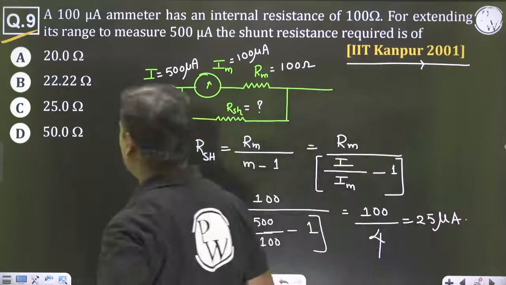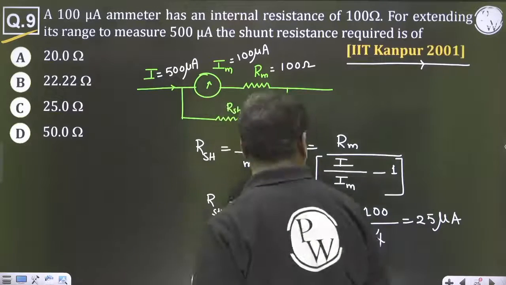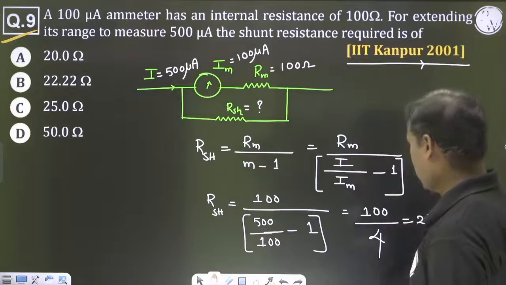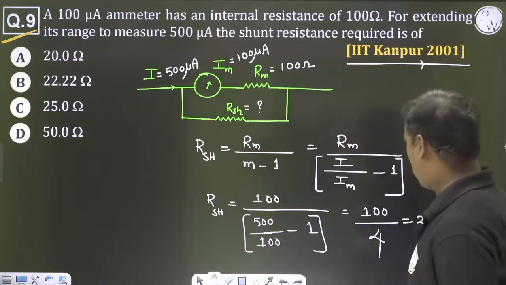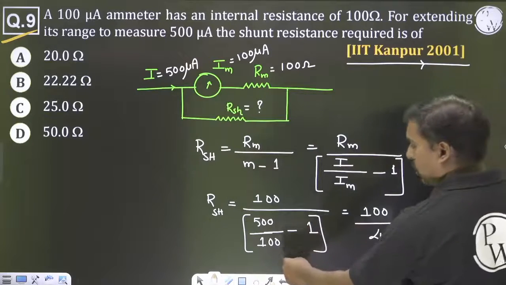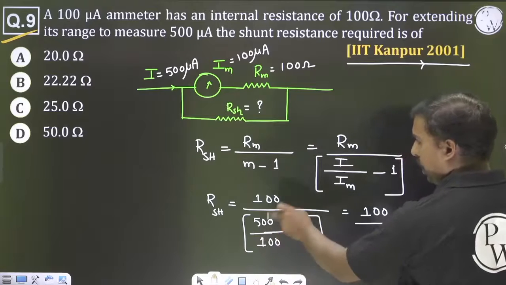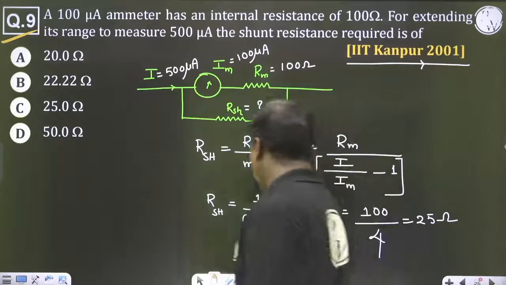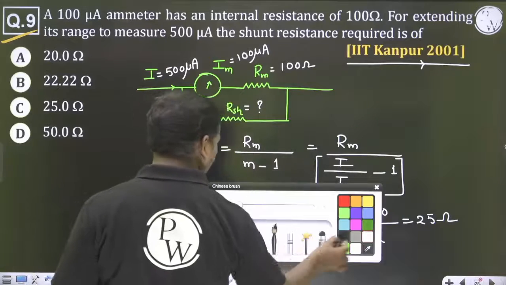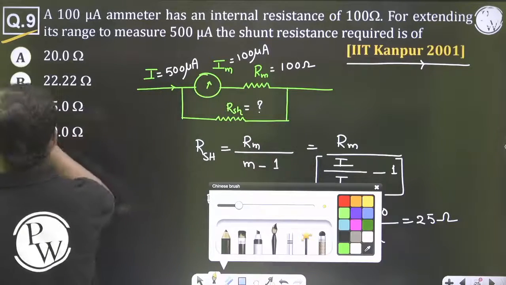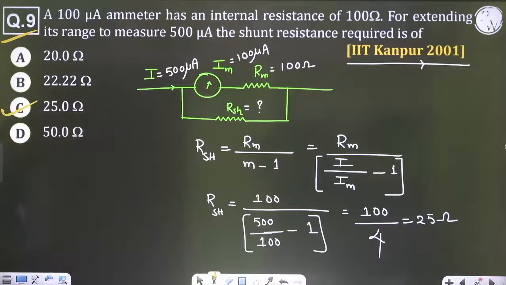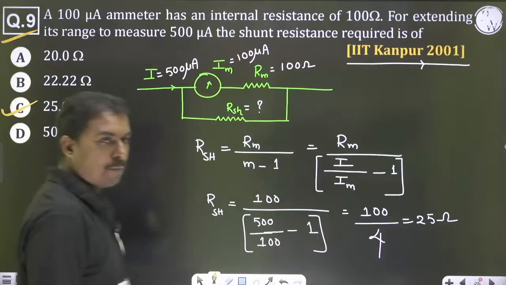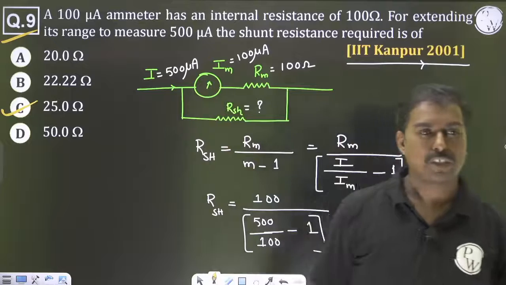The microamperes cancel. So 5 minus 1 is 4, 100 by 4 is 25 ohms. The right answer for this question here is C. So don't miss formula based questions, easiest questions, formula based questions.